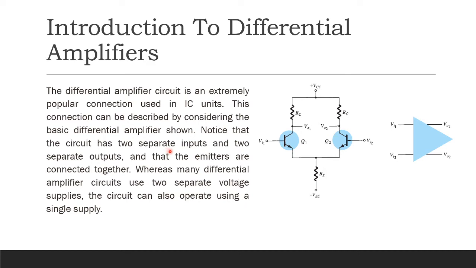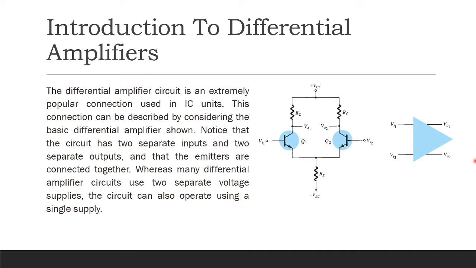So notice that the circuit has two separate inputs. Yung inputs natin dito, that is itong VI1 na to, and then VI2, and two separate outputs, that is VO1 and VO2. And the emitters are connected together. So these are our emitters, they are connected to each other. Whereas many differential amplifiers use two separate voltage supplies, the circuit can also operate using a single supply. So this circuit class, this can operate na isa lang yung lalagyan natin ng input signal, and then yung other side is i-ground lang natin siya.